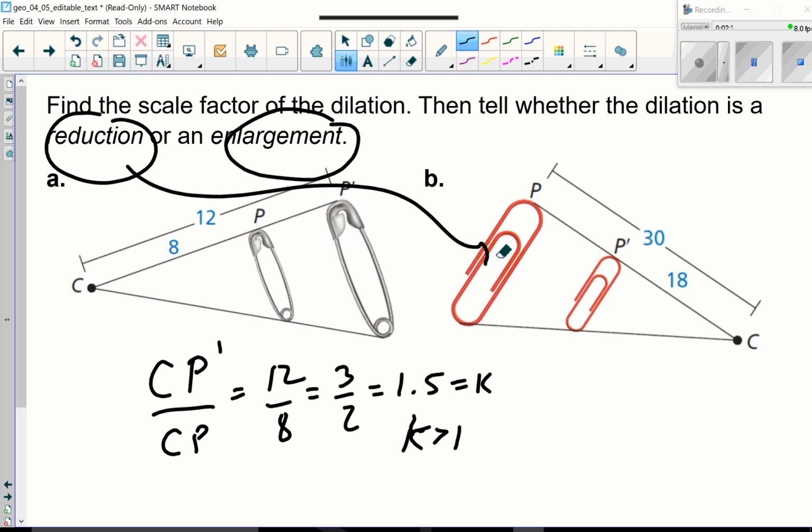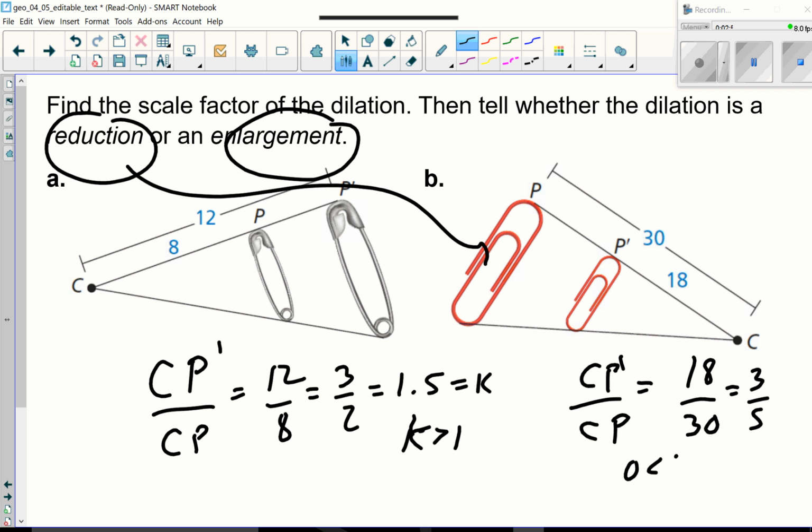Okay. My reduction, again, in this case is going to be CP prime over CP. And CP prime, I'm sorry, will be 18. And CP will be 30. If we reduce that, we're going to reduce that down to 3/5. And 3/5 is in between 0 and 1. So our K value, the scale factor, is 3/5. In this case, again, that represents reduction.